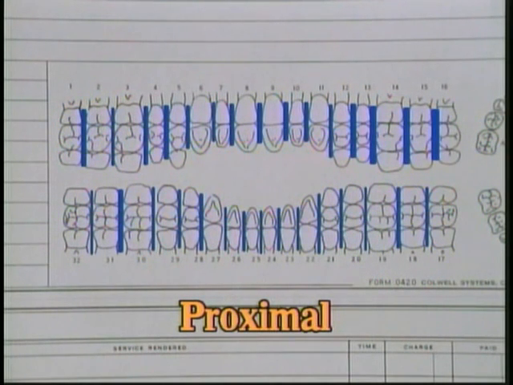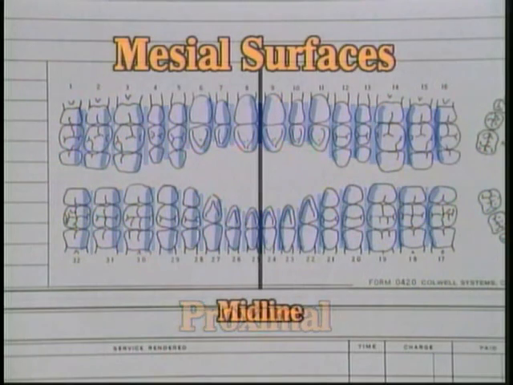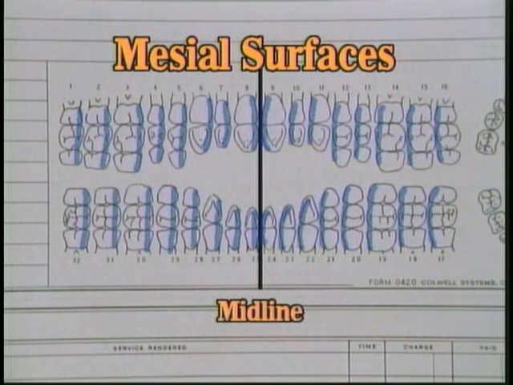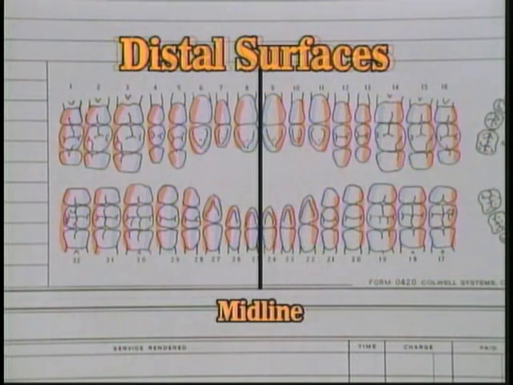Remember that the proximal surfaces are the surfaces of the teeth that touch the adjacent or next teeth. The mesial is the proximal surface closest to the midline or the middle of the body. The distal is the proximal surface furthest distance from the middle of the body or the midline.